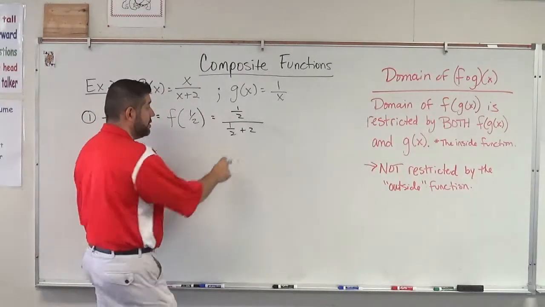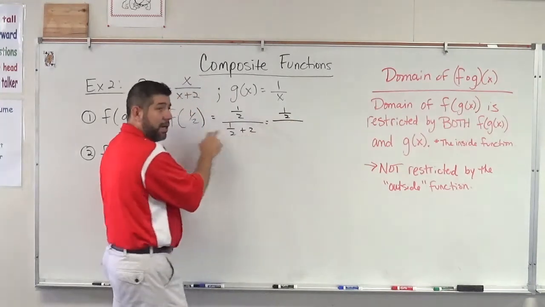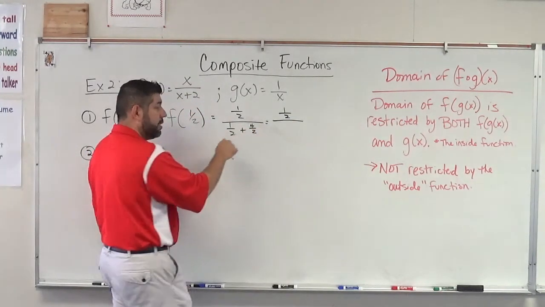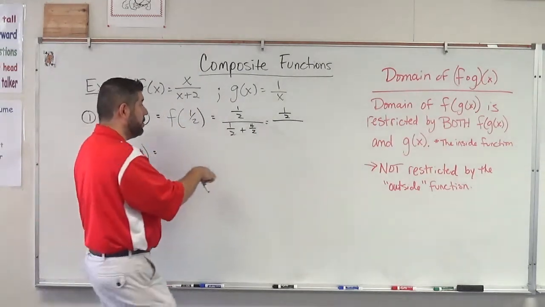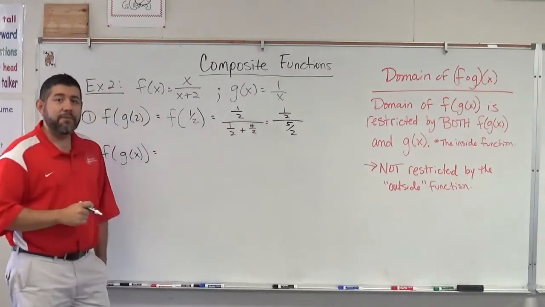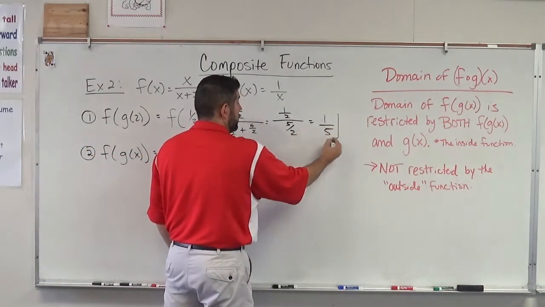I think the easiest way to do that is to get a common denominator in the bottom. So we're going to change this 2 to 4 over 2, right? Because 4 over 2 is 2. With the common denominator, we get 5/2. And 1/2 divided by 5/2 is 1/5. Alright, so there's my answer.